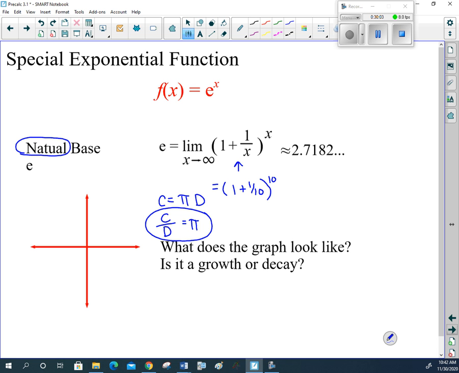Okay, so what does the graph look like? Well, the base is 2.718, so that means b is greater than 1, so that must be a growth. So normally, the initial value is right there, and it would just be growing like that. Okay, so it's a growth because b is greater than 1.